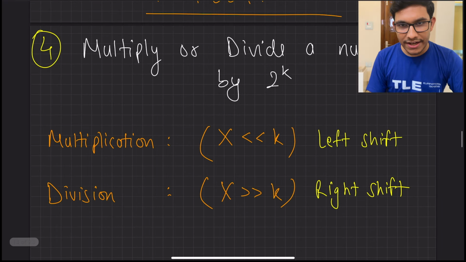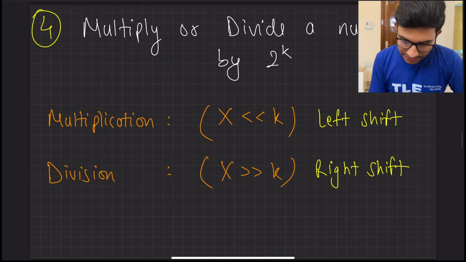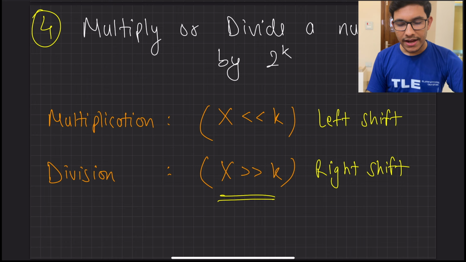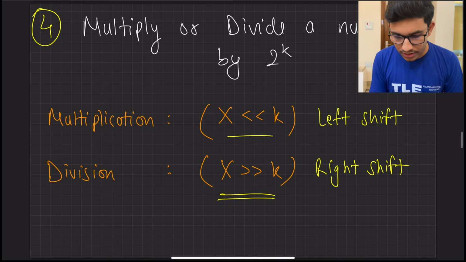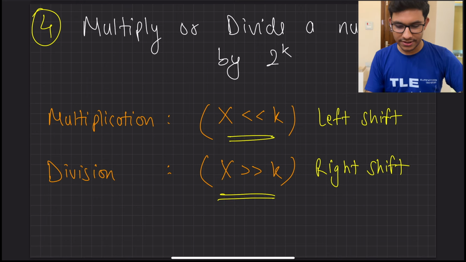So in order to divide a number by 2 to the power k, you will do x right shifted by k steps. And in order to multiply a number by 2 to the power k, you will do x left shifted by k steps.